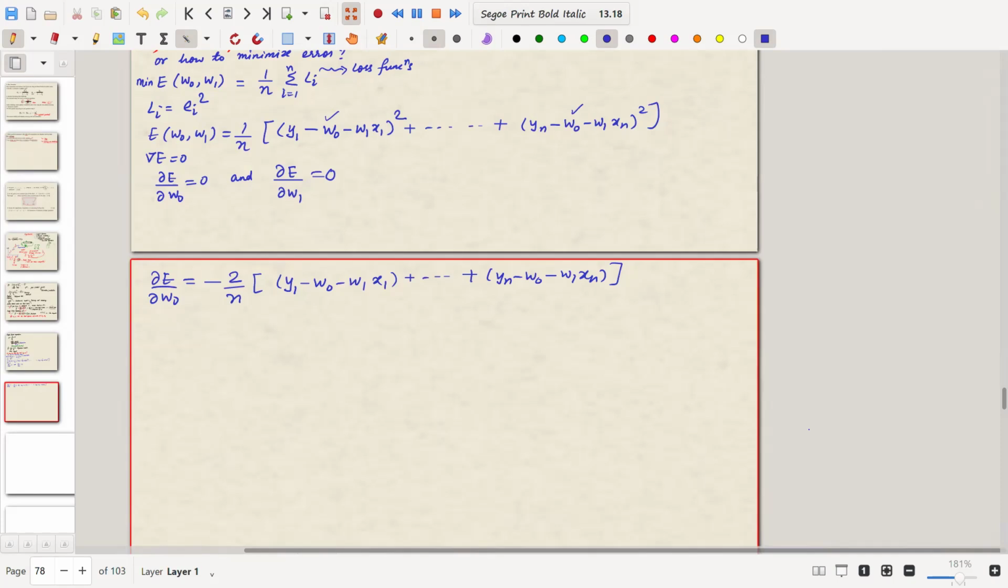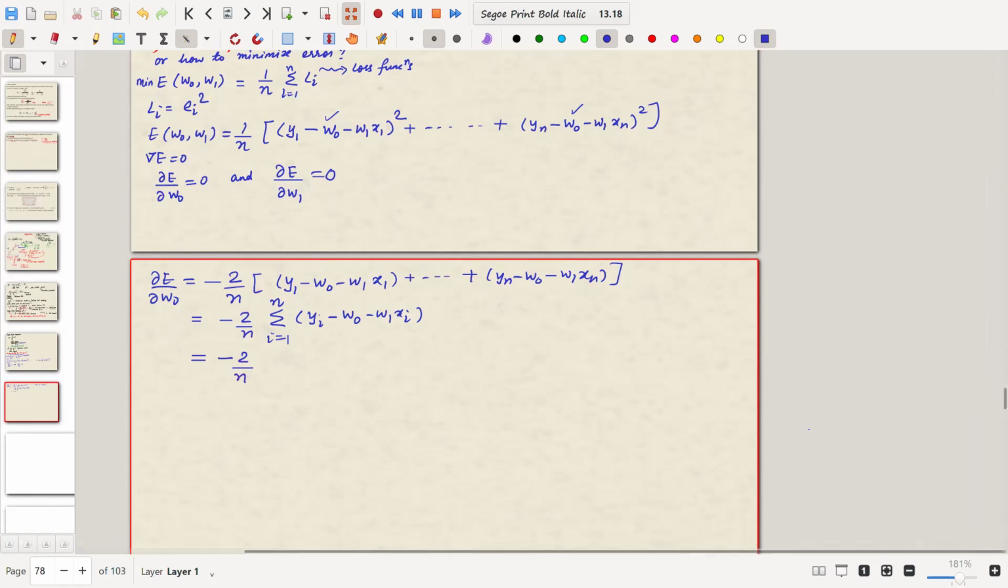Now, how can we write this in compact form, like a summation? -2 by n summation yi minus w naught minus w1 xi, i equals 1 to n. Okay. Any other way we can write this? Take the summation of each of these terms. What are you getting?